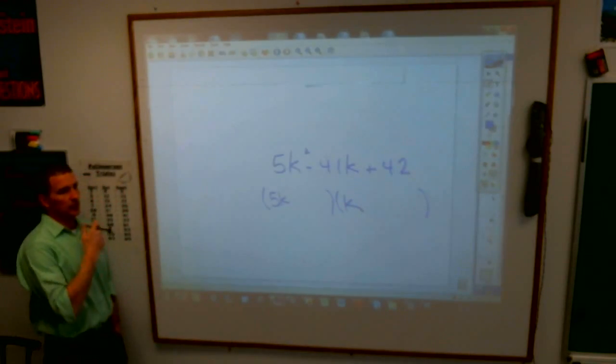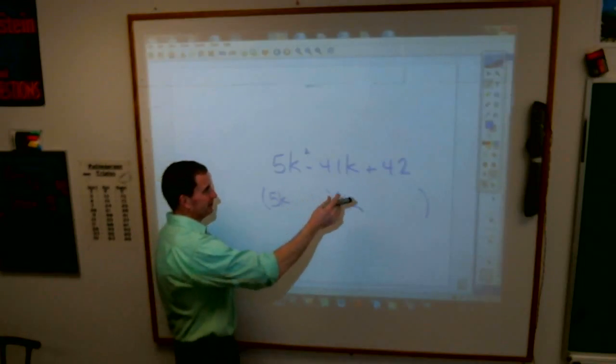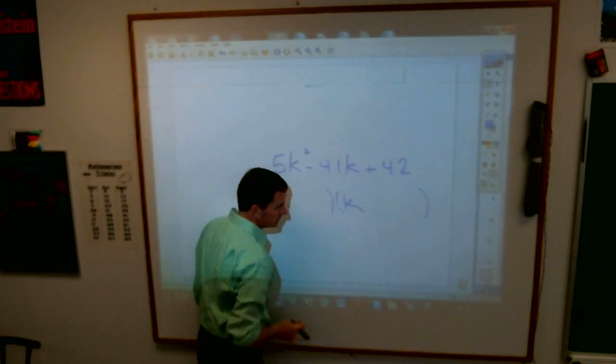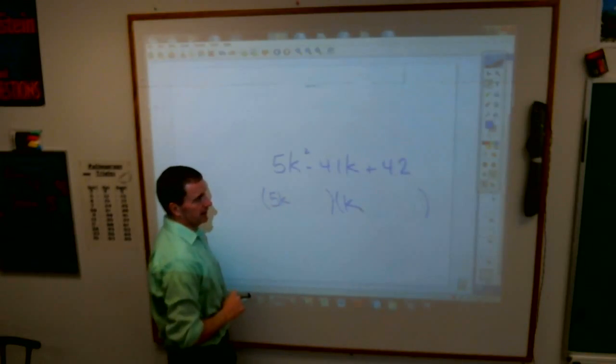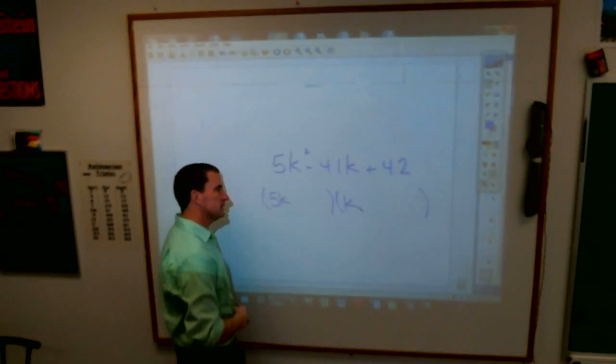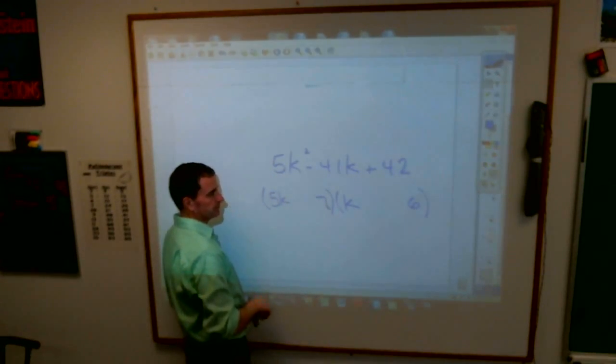By the way, you could put the 5k there if you like, but I try not to. It doesn't really matter. So here we are, remembering we got to get a minus 41k in the middle. I'm going to break down 42, whatever you put here gets multiplied by 5, added to whatever's in there. And I would go with 6 and 7 right off the bat. I would probably try my 6 here and my 7 here.